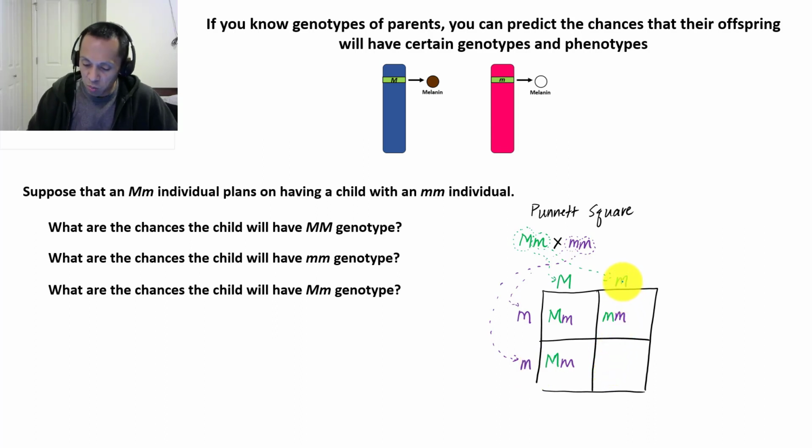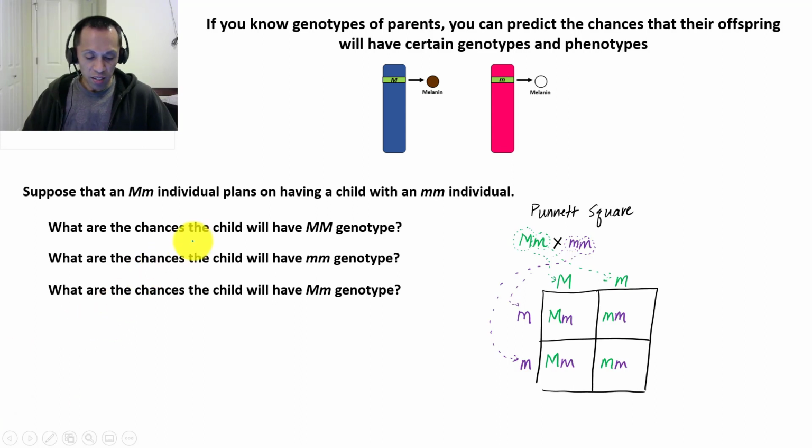It would just be this small letter m from the one parent's sperm cell getting together with this small letter m from the other parent's egg cell. So now that we've completed this Punnett square, we can see all the possible different genotypes that this particular mating could produce. And not only that, but we can see what the chances are that a particular genotype would be produced. So that means that we can go back and answer these questions right here.